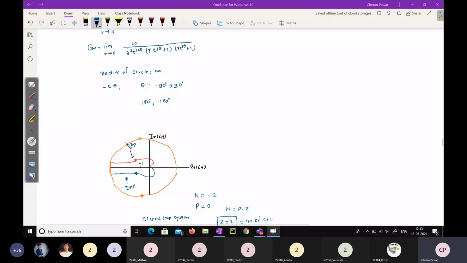If you see this mapping here, this infinite radius circle will start where the inverse polar plot ends. So it will start like this, from 180 degrees. It will start like this as an infinite radius semicircle, and it will end where the polar plot starts. At this point it will end. In this way, we can do the fourth region mapping.